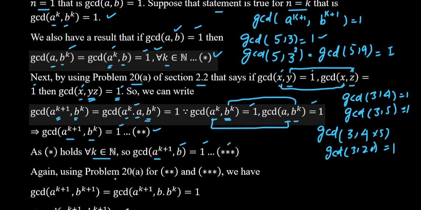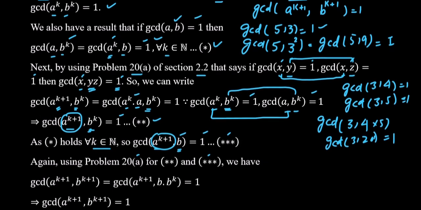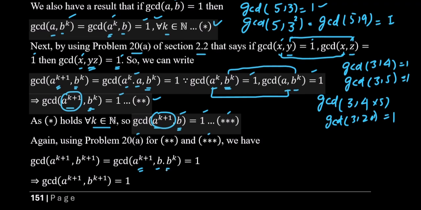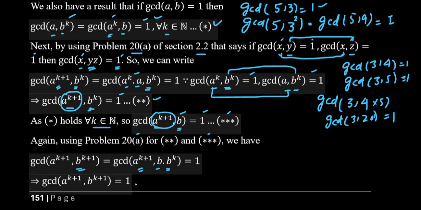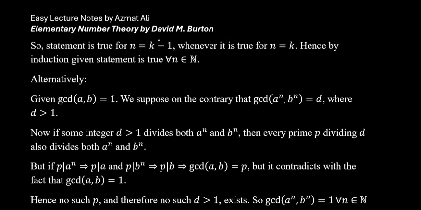Again using property 20a for double star and triple star. In double star, the same number is A raised to power k plus 1 here and here. The different numbers are B raised to power k and B. So we can multiply the different numbers. So finally this becomes GCD of A raised to power k plus 1 and, by multiplying these two different numbers, B raised to power k plus 1. And this shows their GCD is equal to 1. That is required. So the statement is true for n equal to k plus 1 whenever it is true for n equal to k. Hence by induction the statement is true for every positive integer.